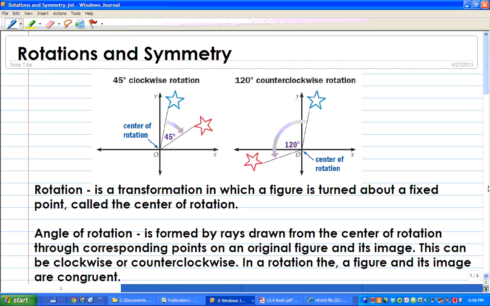Okay, rotations and symmetry. There's a lot of notes here, guys, and not a lot of samples. Unfortunately, this is something that's hard for some people to see, so it's just going to be a lot of practice time in class on this one.